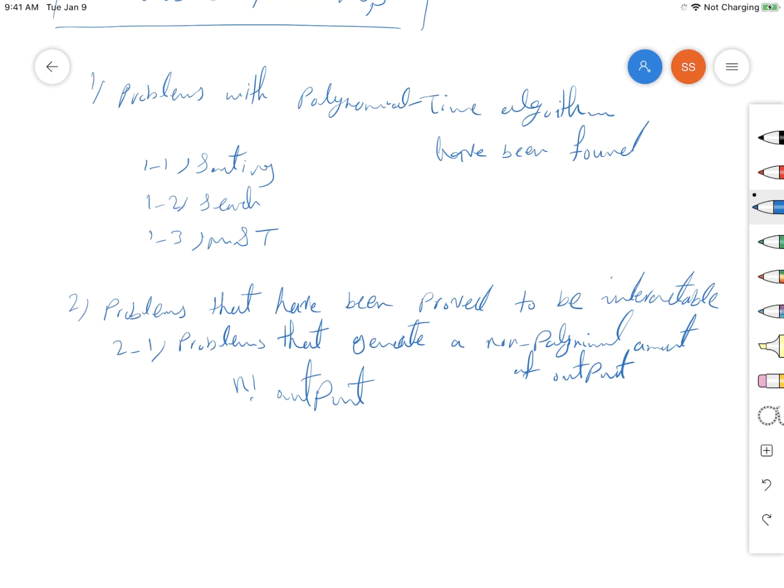Also the problems that are undecidable. We're not going to talk about these kinds of problems. You may see them in, for example, the theory of computation course, which talks about these problems. So problems that are undecidable.